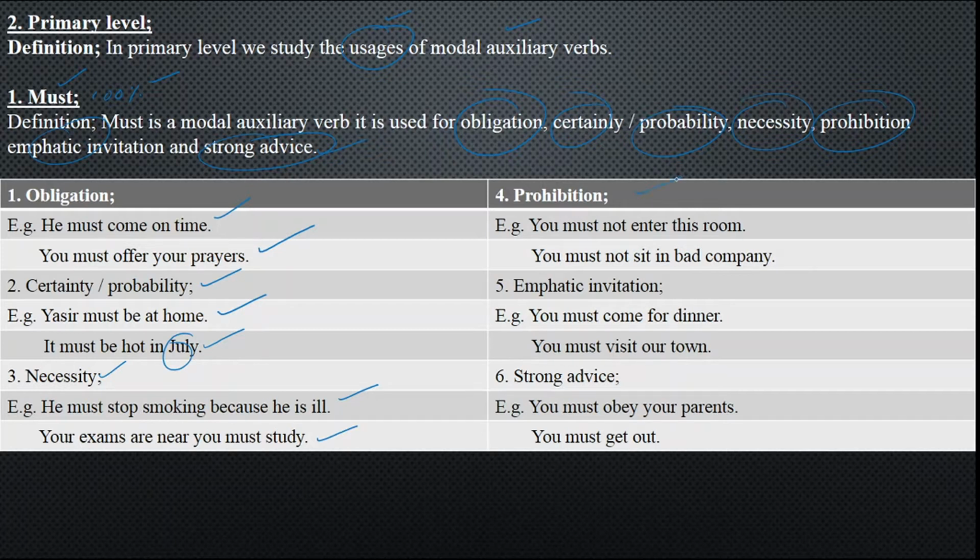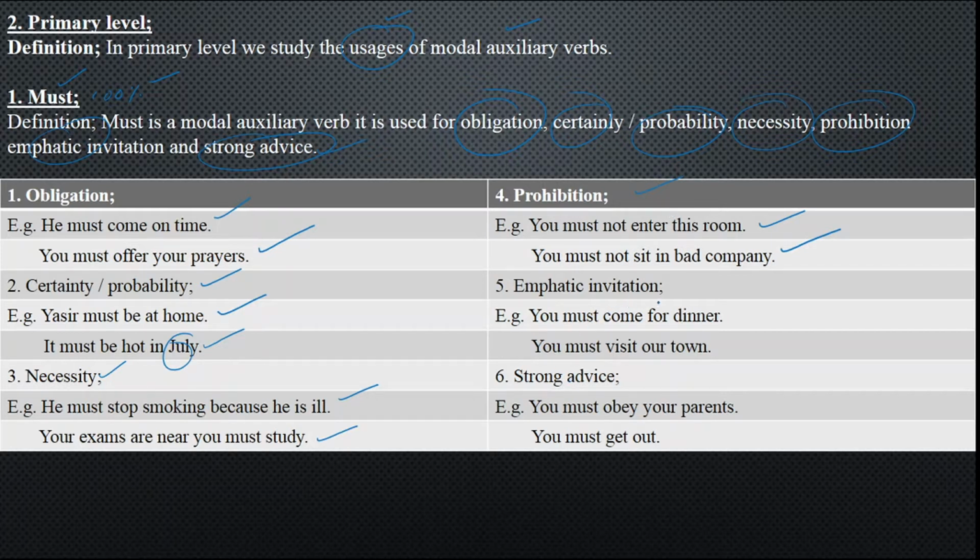Next, we have prohibition. When we stop someone from doing something: you must not enter this room. This is prohibiting someone from doing something. You must not sit in bad company. This is prohibiting or stopping someone from doing something which is not good for him or which is not allowed to be done by him.